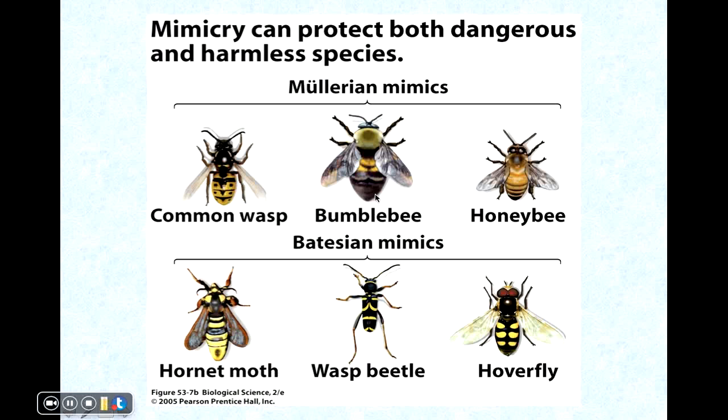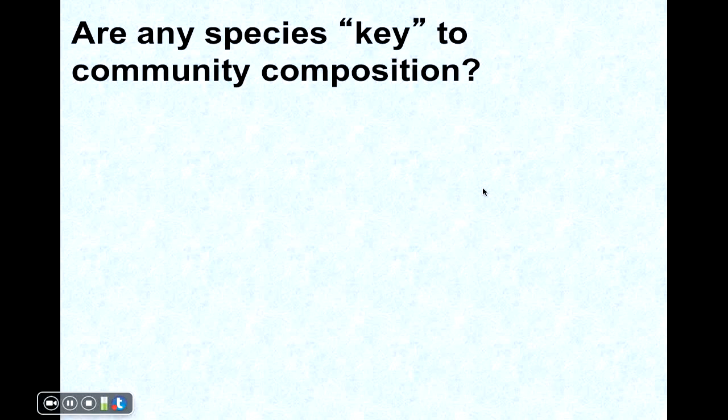Müllerian mimicry illustrated toward the top. So wasps, bumblebees, honeybees, they all resemble each other. Different species, but they're all harmful in some way. They can all sting, but again, they tend to take on the same appearance. So again, this represents an example of Müllerian mimicry.